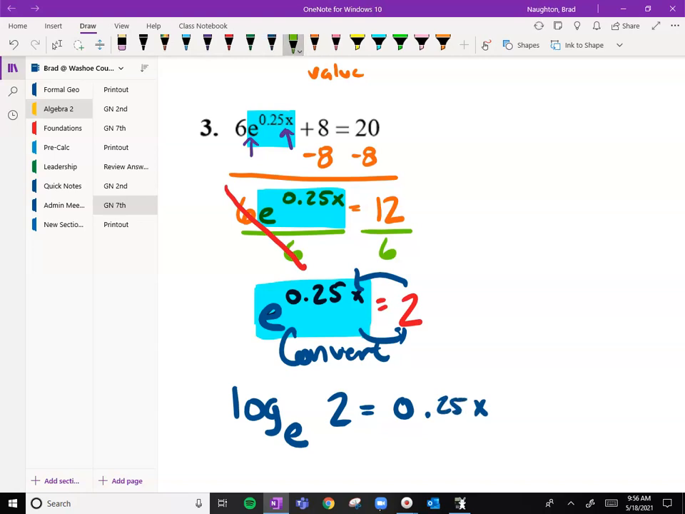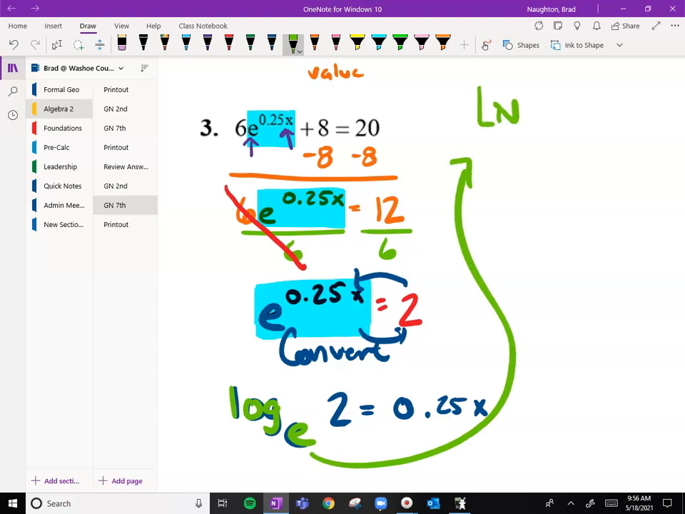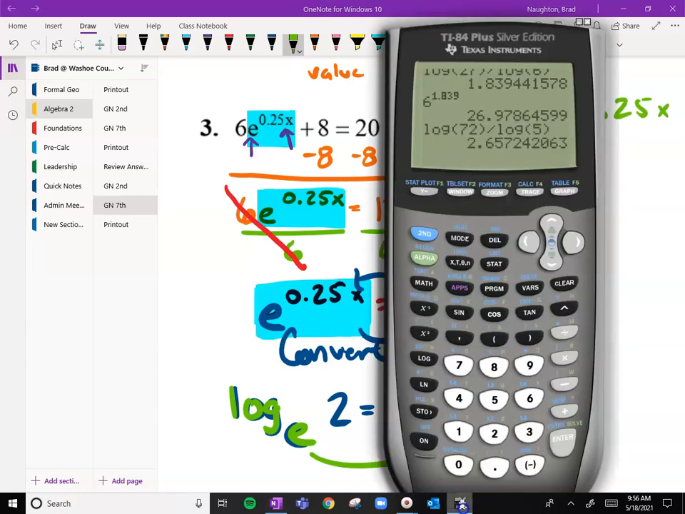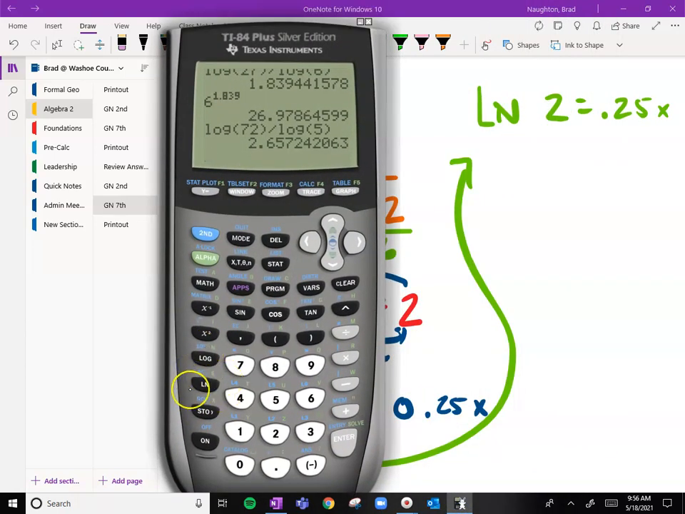Now, anytime we have a log base e, we're going to rewrite that as the natural log of 2 is equal to 0.25x. And so we can get our calculator out and we see that right here is the ln button. So we got ln of 2.